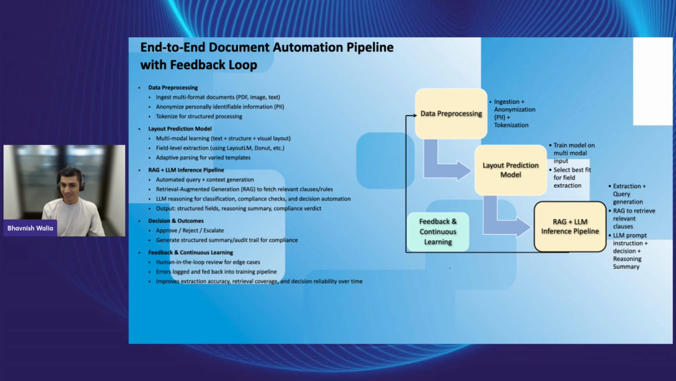The second one is the layout prediction model. Now, once these fields are extracted, one needs to make sense of what is being really extracted. Is it a name? Is it an address? Is it a bill? What does it really stand for? And that's where the layout prediction model really comes into being.